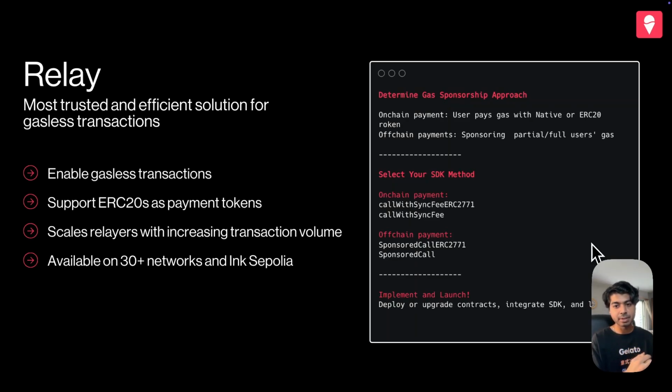Then there are four SDK methods that you can use. One is the on-chain payment, which you can call with syncFeeERC2771, and then you have callWithSyncFee. Then you have the off-chain payment, which you can use sponsoredCallERC2771 and sponsoredCall. And then lastly, all you do is deploy or upgrade your contract, integrate the SDK, and just launch. This will allow you to relay the transactions from your UI or from your backend to your smart contracts gaslessly. And that's the advantage of Gelato Relay.